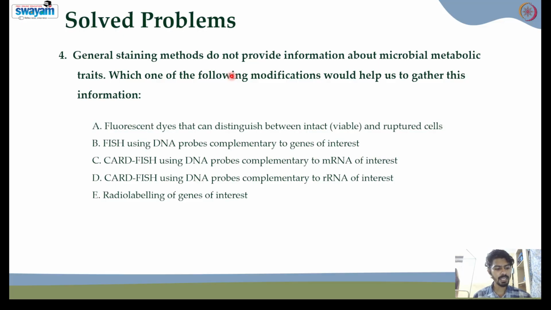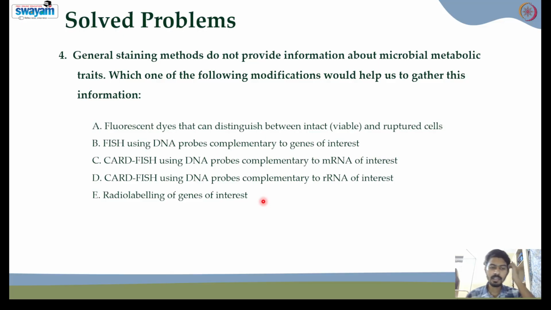So the option A, fluorescent dyes that can distinguish between viable and ruptured cells. Option B, FISH using DNA probes complementary to the gene of interest. Option C, CODFISH using DNA probes complementary to the mRNA of interest. Codfish using DNA probes complementary to the rRNA of interest. Option E, radio labeling of gene of interest.